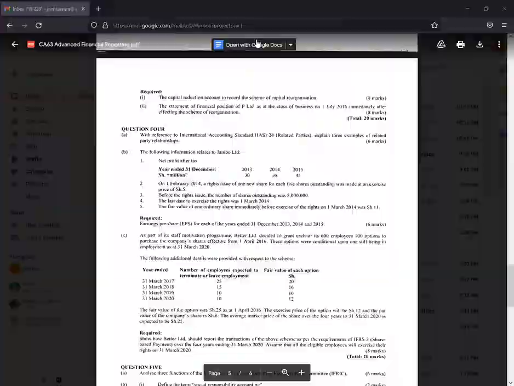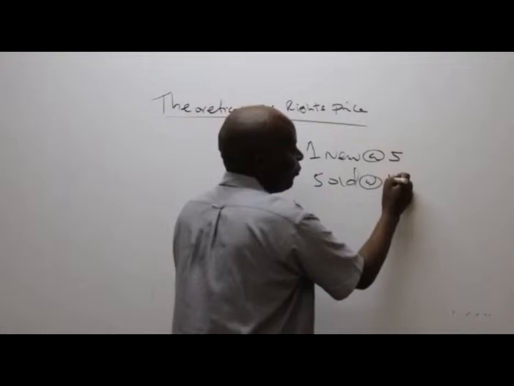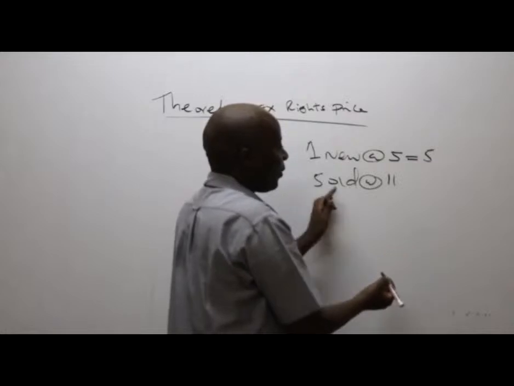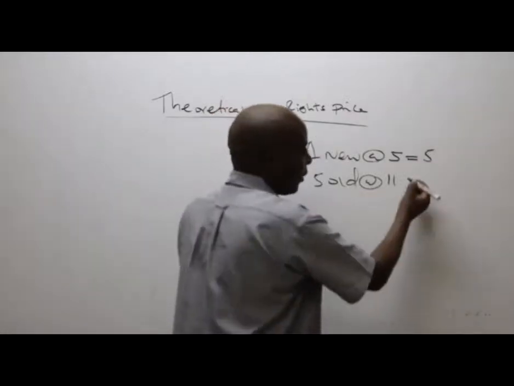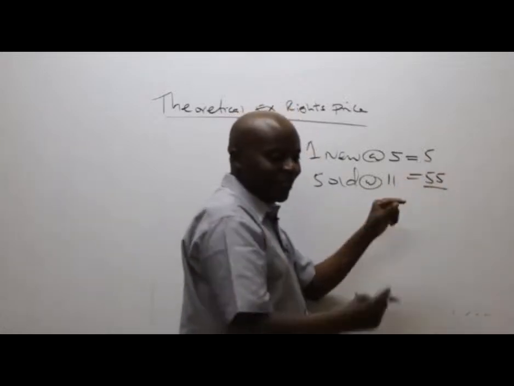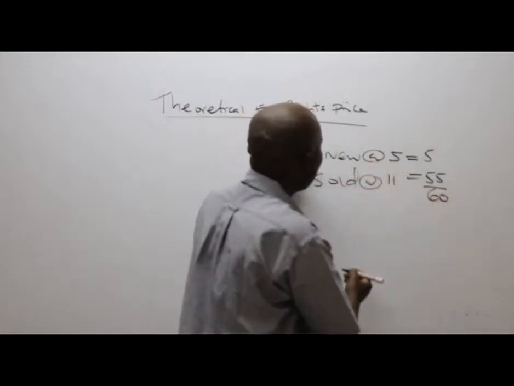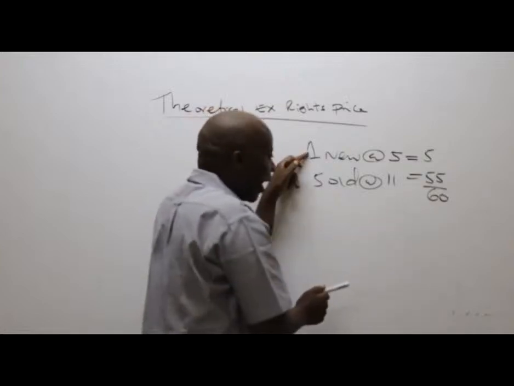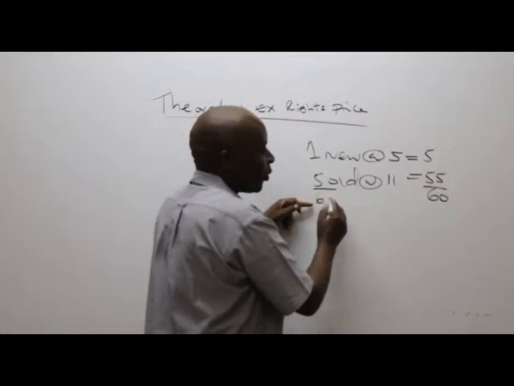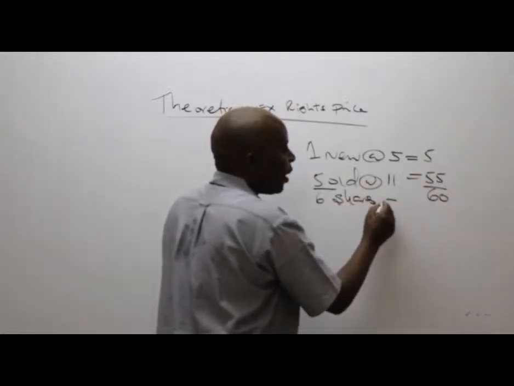So ladies and gentlemen, listen to me very well. 1 new is 5. 5 old, each one is going for how much here? Somebody, 11. So could you kindly multiply this? So 1 times 5, this gives me 5. 5 times 11 gives me how much here? Somebody, 55. So the total bundle here will be worth how much? 60. But now how many shares do we have in total? 6. So we are saying that 6 shares are worth 60 bob.